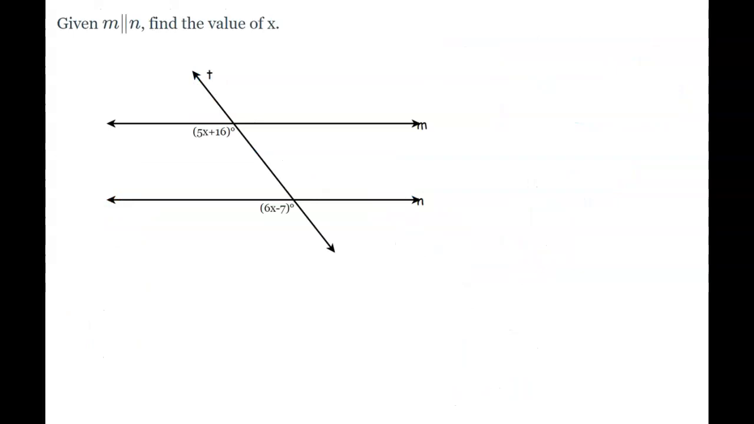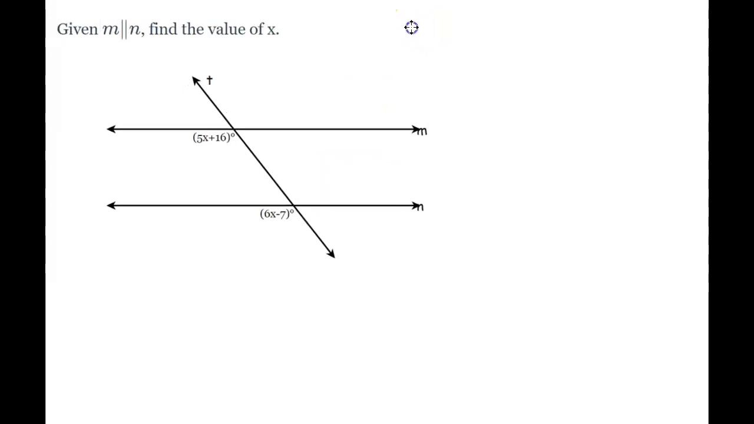Okay, given that line M is parallel to line N, we need to find the value of x. So once again, we have to first identify the relationship between these two angles. I see they're both parallel lines cut by a transversal. So I see this one is in the lower left, and this one is in the lower left. That means that these are corresponding angles. First thing you need to identify is the relationship between the two angles. They are corresponding.